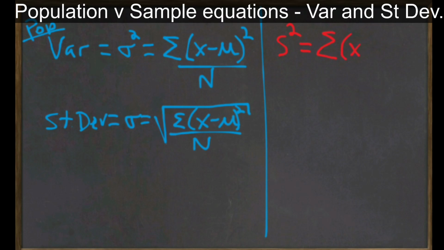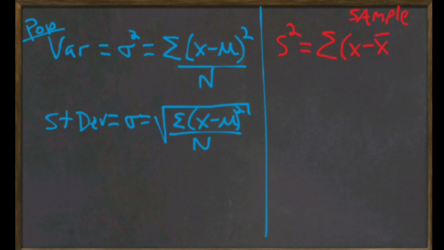So the first change here is s squared. Second change, we're going to use x minus x bar, right? We don't have a mu in samples. So x minus x bar squared. Of course we need to use x bar instead of mu because we're in sample. We also, remember, have n, the lowercase n, instead of the big N.